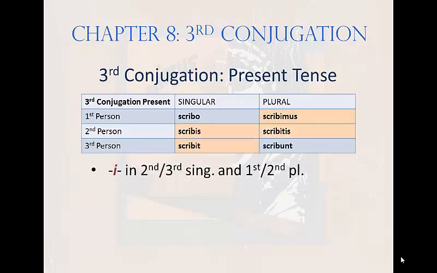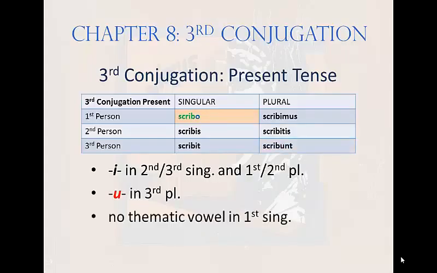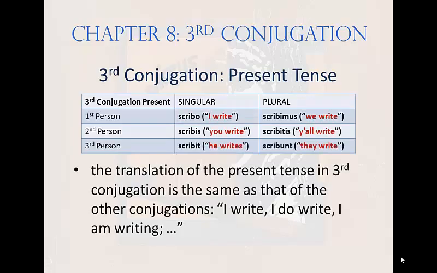It will appear as I in the second person and third person singular and the first and second person plural. In the third person plural, it appears as U, and in the first person singular, there's no thematic vowel, the same way the A in first conjugation disappears in forms like laudo or amo. The translation of third conjugation verbs differs in no way from verbs in first and second conjugation, so there's no point in rehearsing what you already know. Scribo, for instance, would translate as I write, I am writing, I do write, and the other persons and numbers would follow the same pattern.